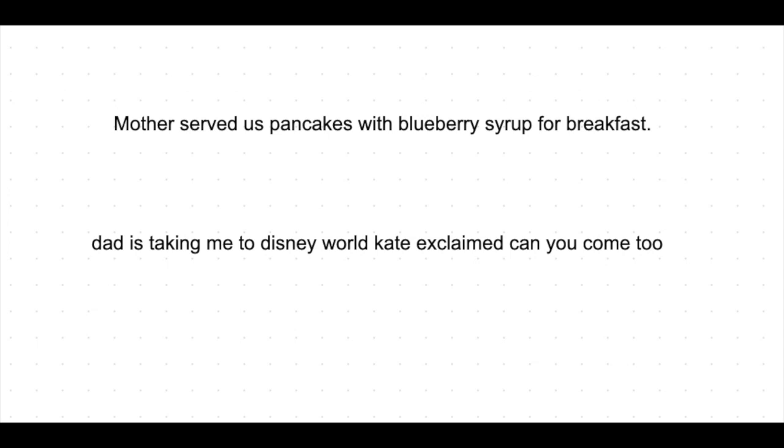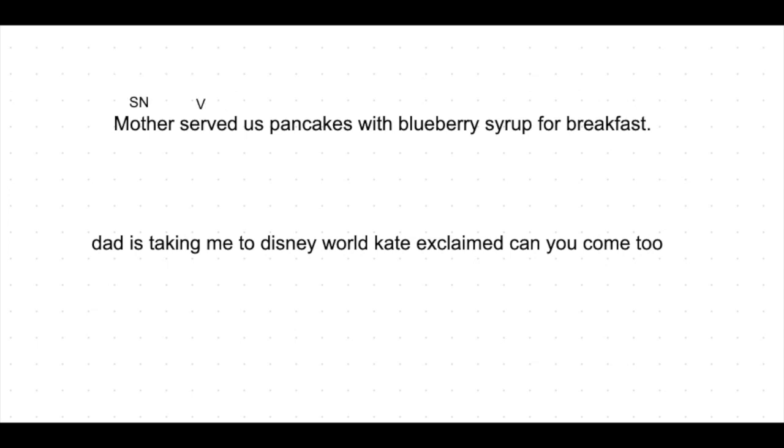We're going to classify this, so get out a piece of paper and a pencil and write it down. And try to classify it on your own, and then we'll classify it together. Here we go. It says, Mother served us pancakes with blueberry syrup for breakfast. Who served us pancakes with blueberry syrup for breakfast? Mother, subject, noun. What is this saying about mother? What's the action? Served.